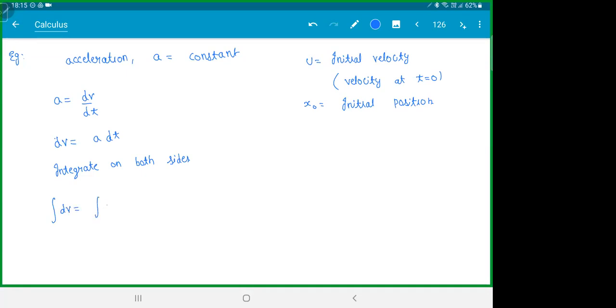dv is equal to integral a dt. Now you kept the integral. Now you have to put the limits. What are the limits meaning here? When time is 0, the velocity is u. So don't put 0 to t and 0 to v. The limits are actually telling you how the situation is happening. When the time is t, velocity is v. So v is the velocity at time t.